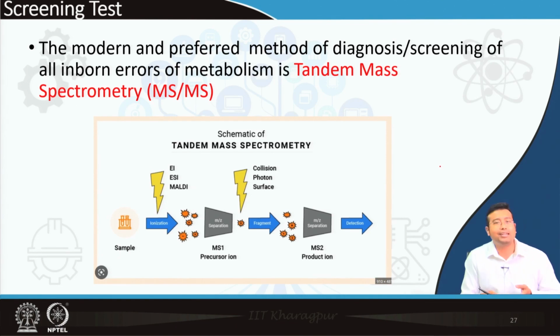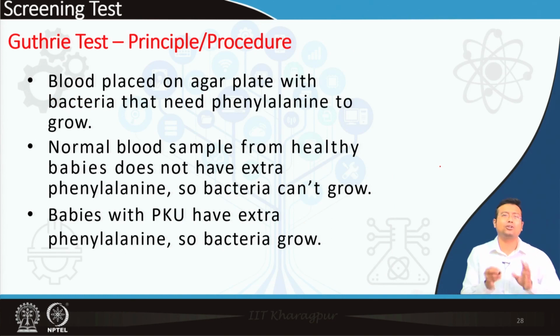This is a schematic diagram of mass spectrometry, and it is beyond the scope of this class to discuss how mass spectrometry happens, but you can always enroll in other NPTEL biophysics classes to get your concepts clear about mass spectrometry, alright. Now we discuss some tests that are very convenient to perform, but nowadays we are not using them. In the near future these will have historical importance, but nevertheless they are very important to know. So, what is the Guthrie test, right?